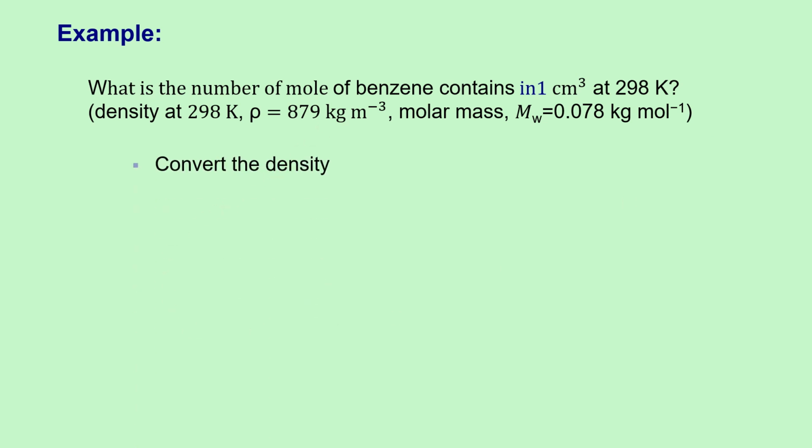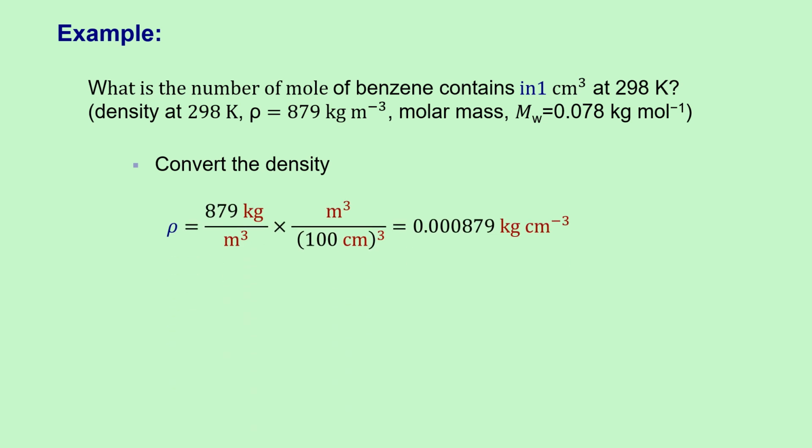When you use this formula, you can convert the density into kilogram per centimeter cube like this, because this one is given in kilogram per meter cube. So you have to make sure when you make a calculation, the unit must be standardized. So you change this one by dividing by 100, so you will get like this.